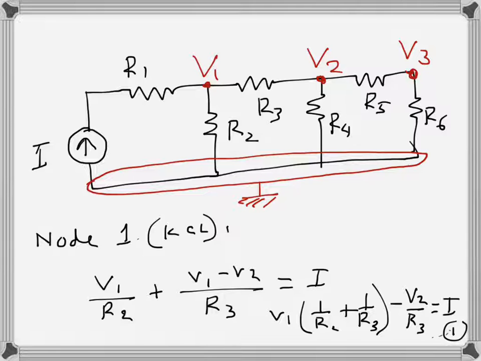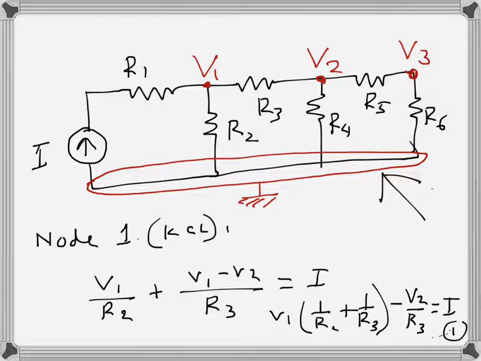I would like to talk about the method of solving simultaneous equations, and I am using a node voltage analysis problem for doing that. So I have done the problem a little bit. This is the circuit here, and there is a current source and a few resistances. I want to solve this one using the node voltage method.